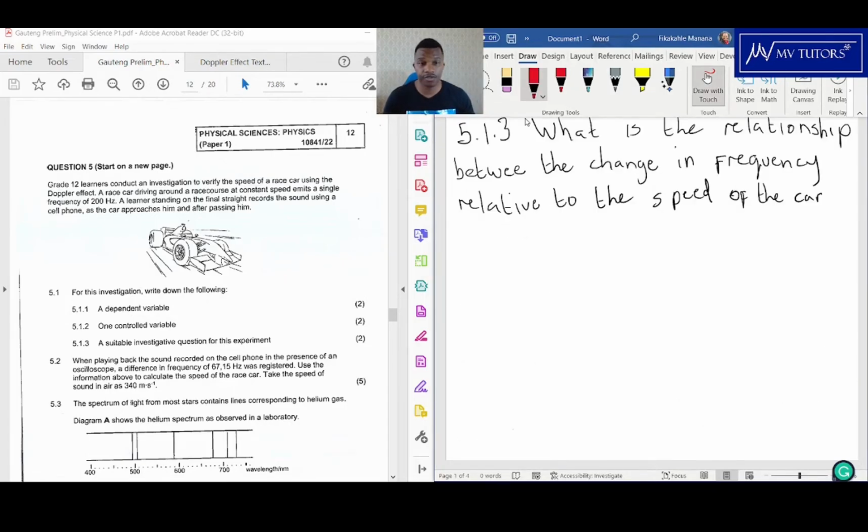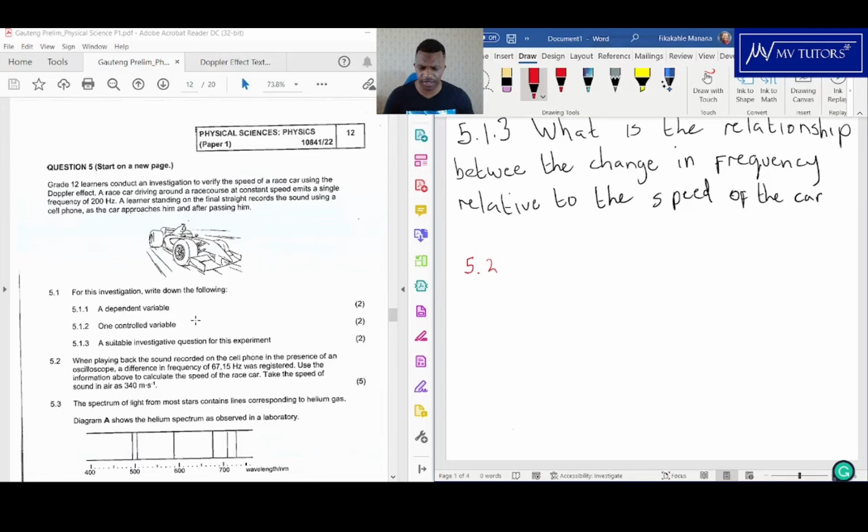Okay, let's do question 5.2 now. There we go, 5.2. Let's read it. It says, when playing back the sound recorded on the cell phone in the presence of an oscilloscope, a difference in frequency of 67.15 Hz was registered. Use the information above to calculate the speed of the race car. Take the speed of sound in the air to be 340.